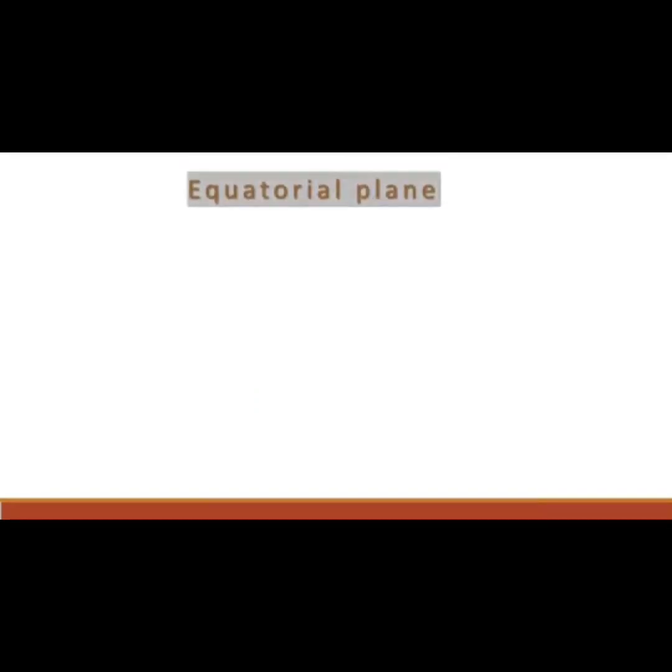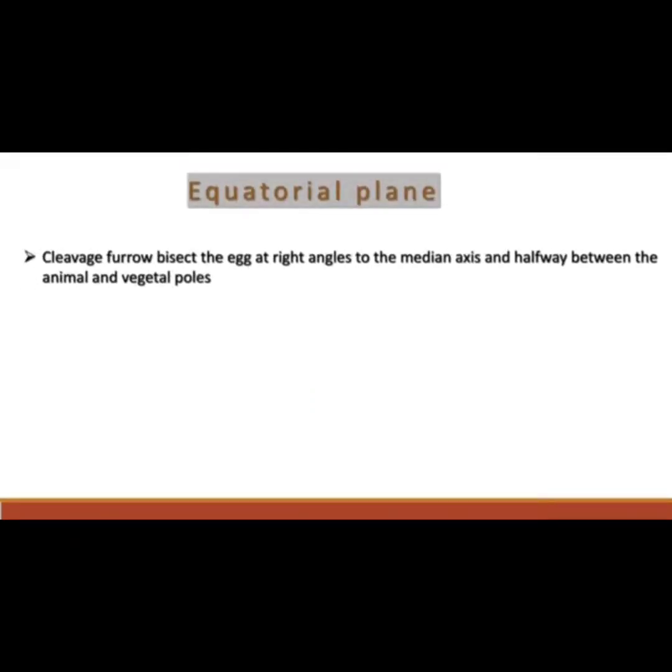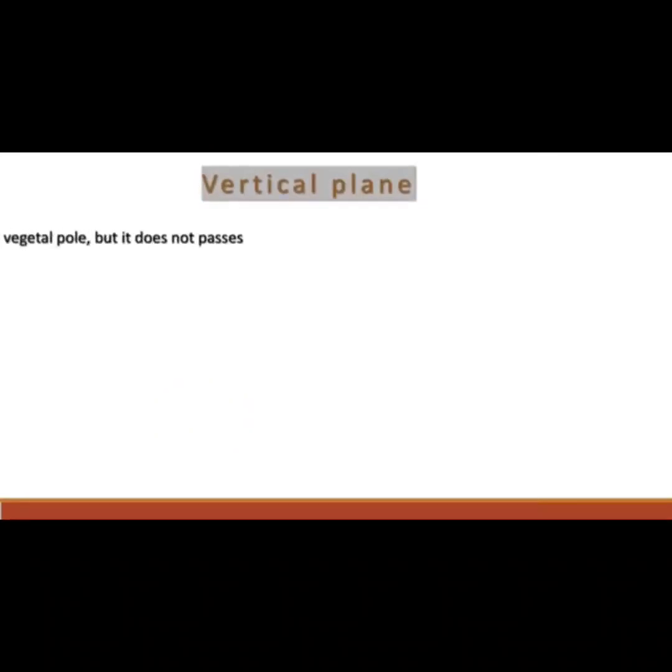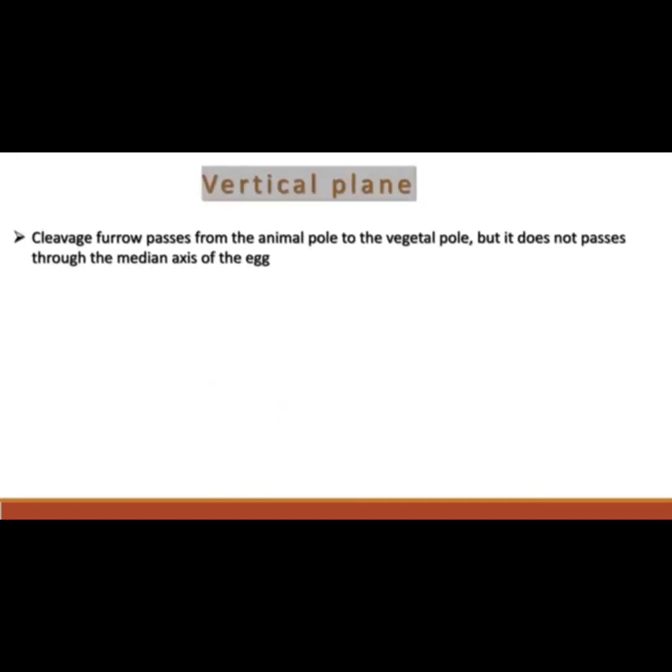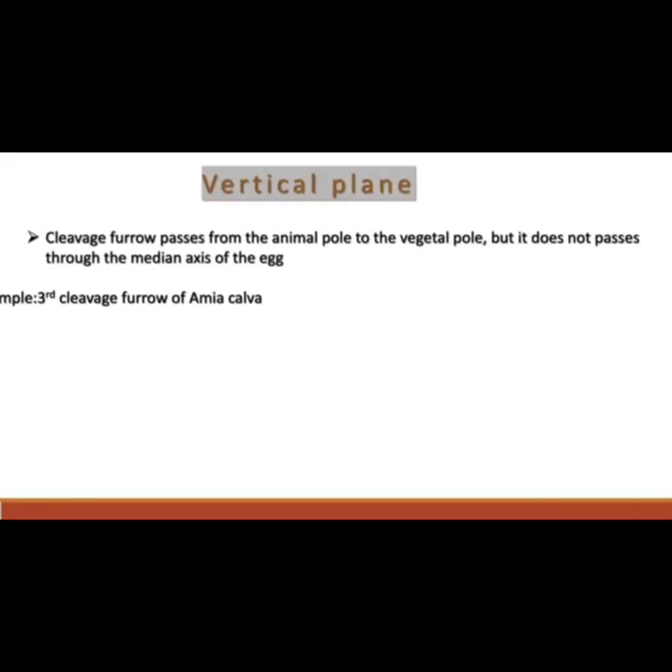The egg is divided into two equal halves, for example, the third cleavage furrow of the chick embryo. Equatorial plane. The cleavage furrow bisects the egg at right angles to the median axis and halfway between the animal pole and the vegetal pole. Example, fifth cleavage plane of the egg of Ambystoma maculatum. Vertical plane. The cleavage furrow passes from the animal pole to the vegetal pole, but it does not pass through the median axis of the egg. Example, third cleavage furrow of Amia calva.